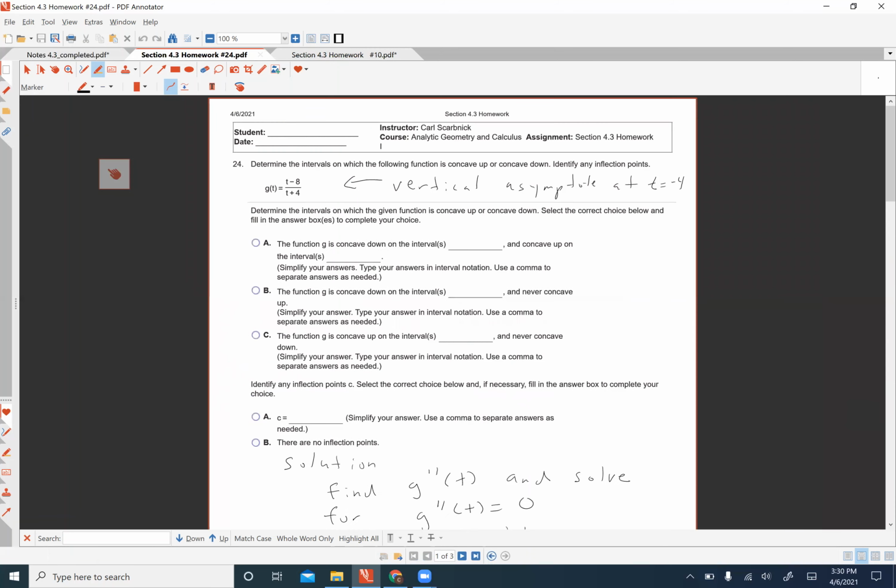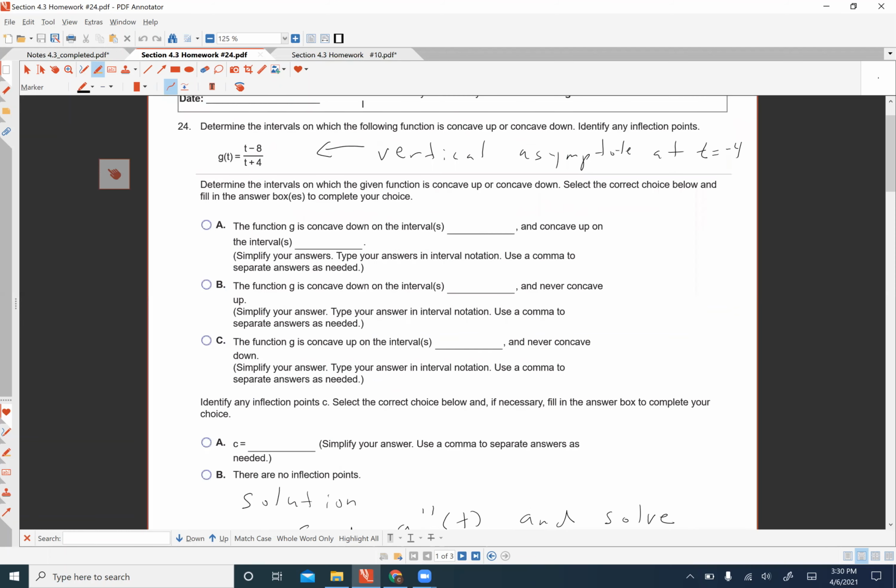Now let's determine the intervals on which the following function is concave up or concave down. Identify any inflection points. Now this function here, this is problem 24 from the homework. Well, first of all, it has a vertical asymptote, right? The function's not continuous at t equal -4, because the denominator is 0. So it's going to be some kind of hyperbola shaped curve with the vertical asymptote at t equal to -4.